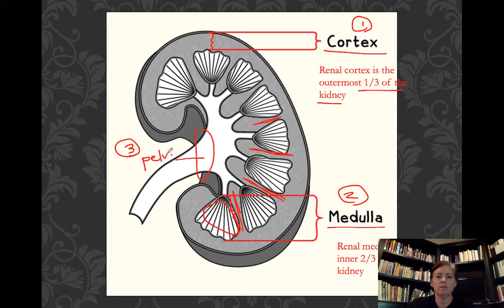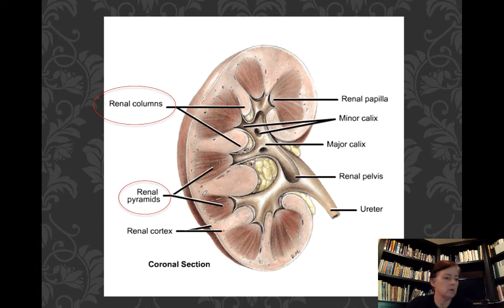And this is basically kind of a collecting duct for urine. And ultimately, urine is going to travel and collect in the pelvis and then ultimately leave the kidney through the ureter, which is going to be this structure here. So, let's talk a little bit more about some structures that we see within the renal medulla.